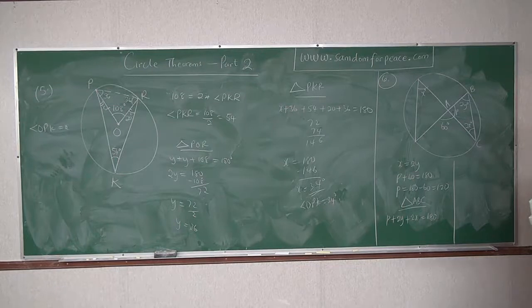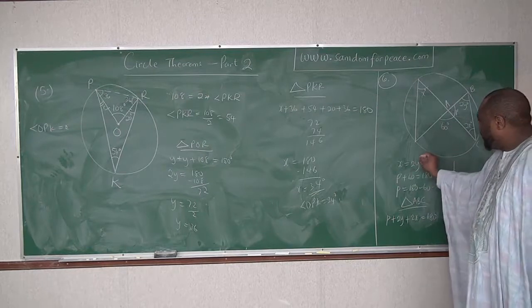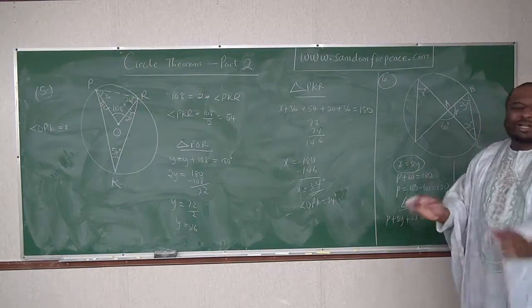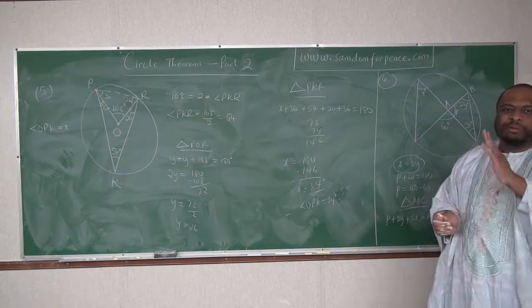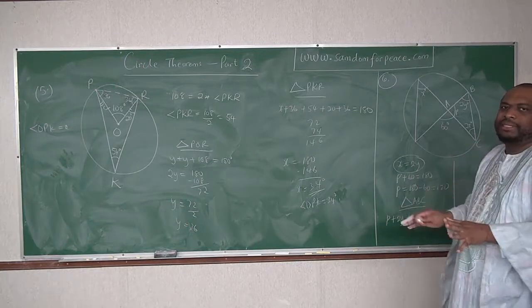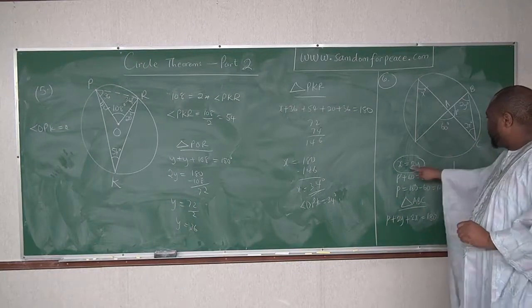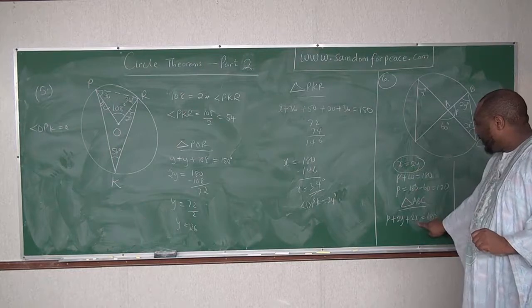Reason: sum of angles of a triangle. We see here that x is 2y anyway. They want us to find y, so I will not bother finding x. I am interested in y, so substitute x equal to 2y here.